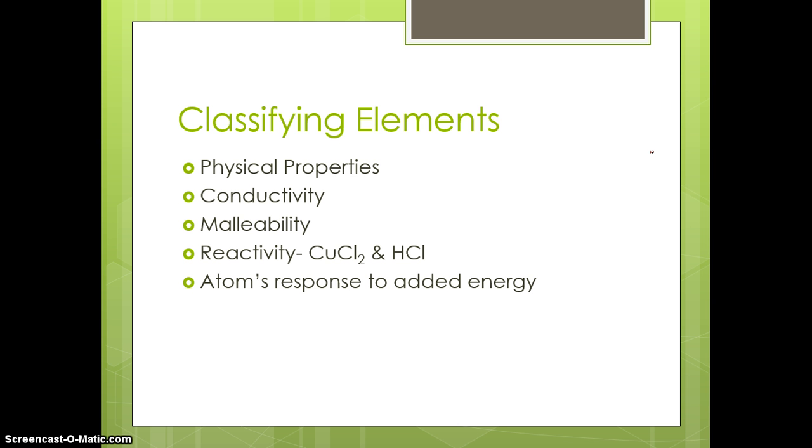So now that we understand that the periodic table is arranged in terms of atomic number and is going to have elements with similar properties in the same groups, we're going to explore and observe some of those properties for a specific set of elements.